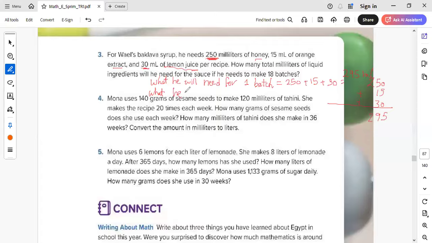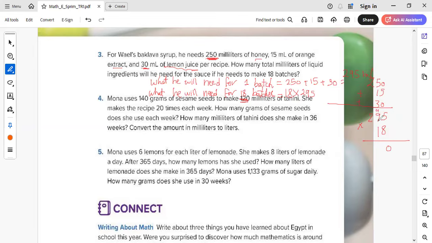What he will need for 18 batches. How to find it? If we need to find what he will need for 18 batches, we have to multiply 18 by 295. So we will multiply now 295 by 18. We can write it here as a draft. 295 multiplied by 18. 8 multiply 5, 40, 0, and 4 carry up.